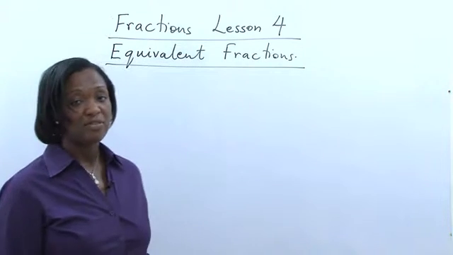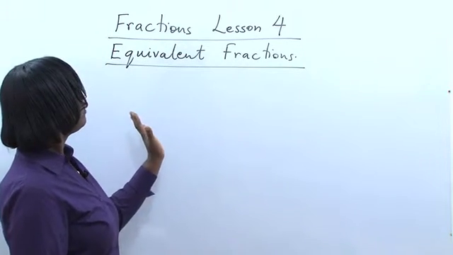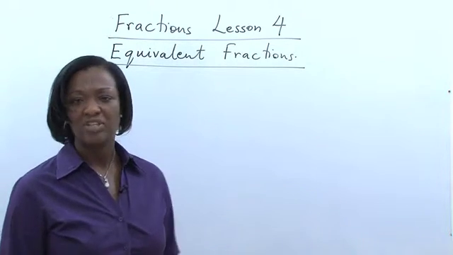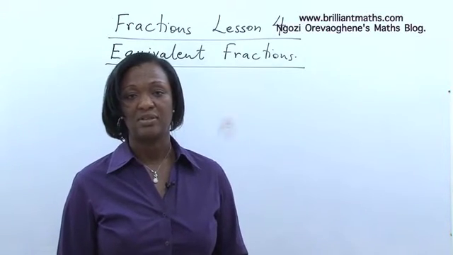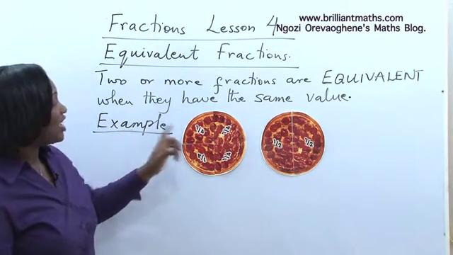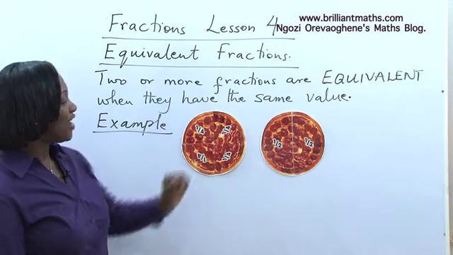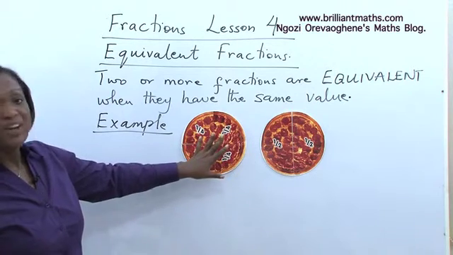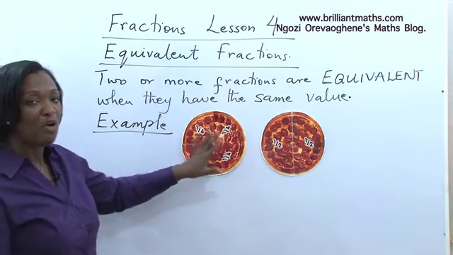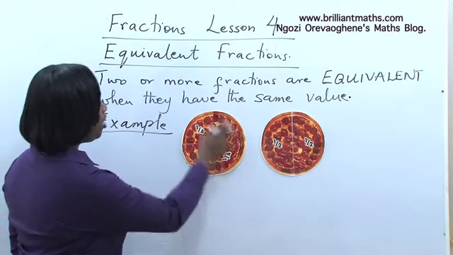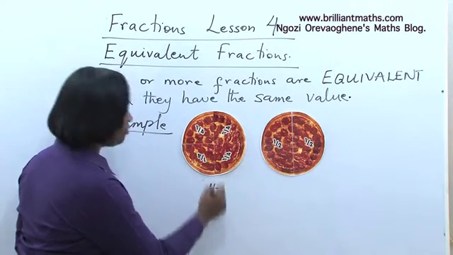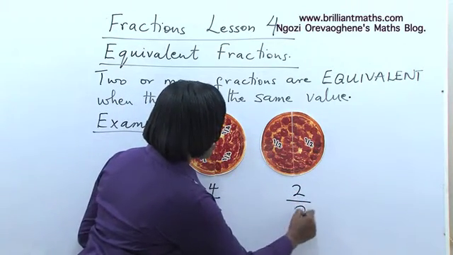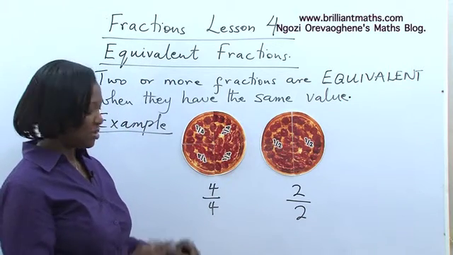Let's go to what we have for today. Equivalent fractions. When are two or more fractions said to be equivalent? Two or more fractions are equivalent when they have the same value. For example, we have our pizza again, and the first pizza is divided into four parts. The whole pizza is 4 out of 4. And the second pizza is divided into two parts, and everything is 2 out of 2.